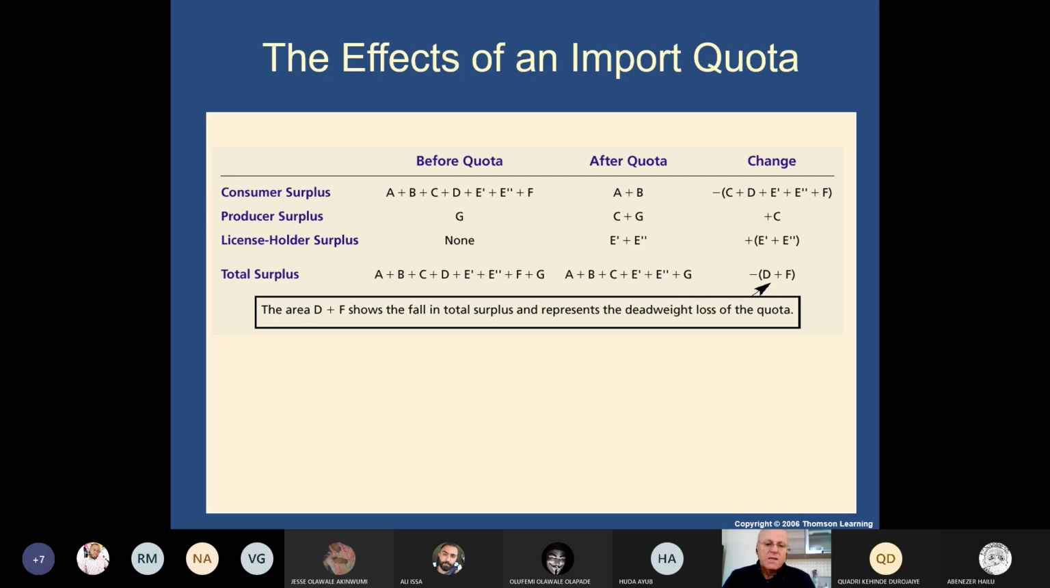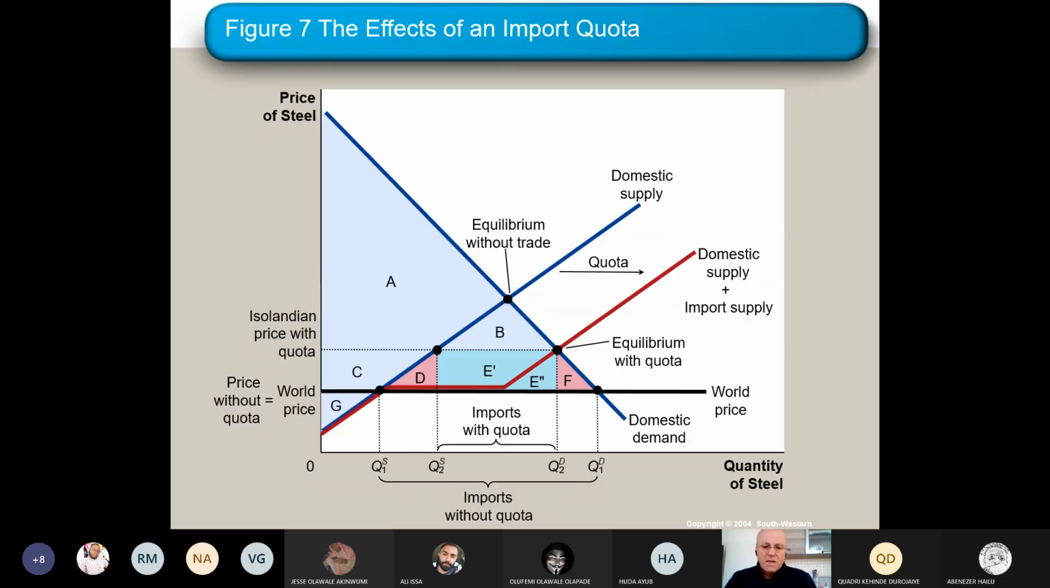And as I said to you, the total surplus is A plus B plus C plus D plus E dash plus E double dash plus F plus G, and after the quota it is supposed to be A plus B plus C plus E double dash plus G, the after-quota total surplus. Minus D and minus F is the deadweight loss, as I mentioned to you in the former graphic either. These purple areas are the deadweight loss, and E is the collection of the government probably or agencies. A plus B is the consumer surplus after the quota, and C plus G is the producer gain in a given scenario.